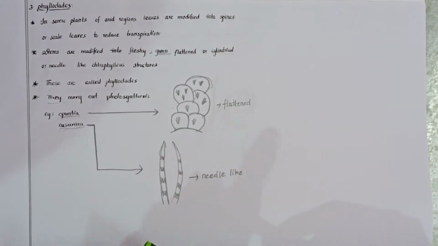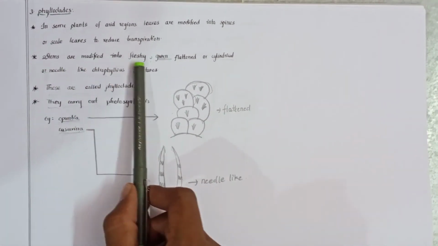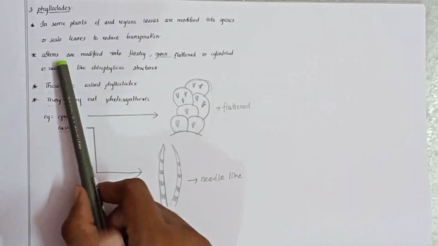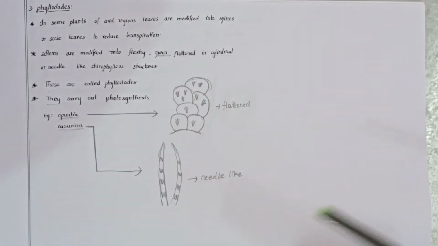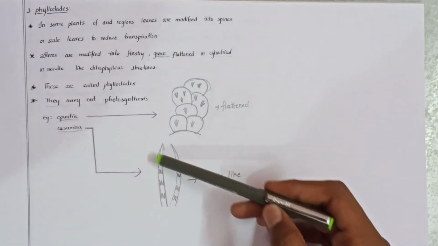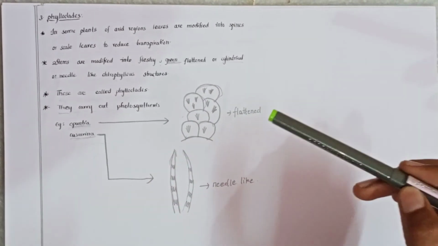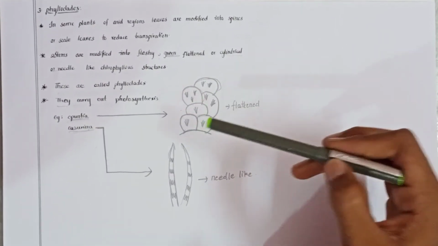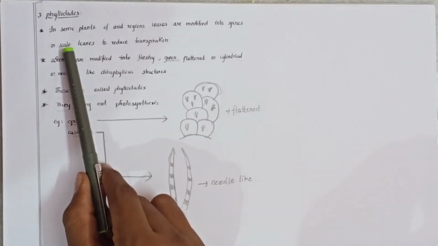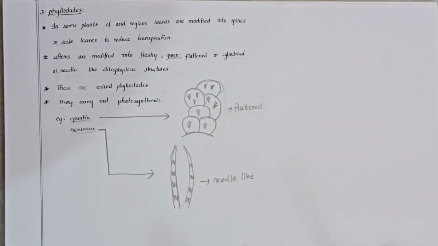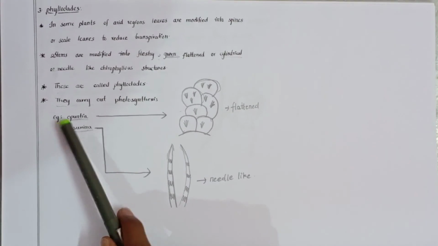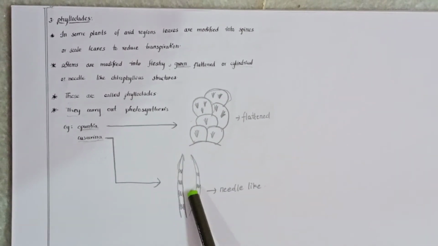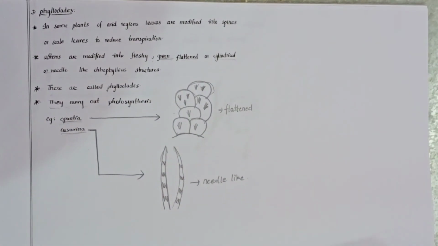So again, the stems are modified into fleshy, green structures. Some are flattened, some are cylindrical, and some are needle-like chlorophyll structures. The stem is modified into green color, contains chlorophyll and performs photosynthesis, and the leaves are modified into spines in order to reduce the transpiration loss of water. Examples are Opuntia, which is a flattened phylloclade, and Casuarina, which is a needle-like phylloclade.